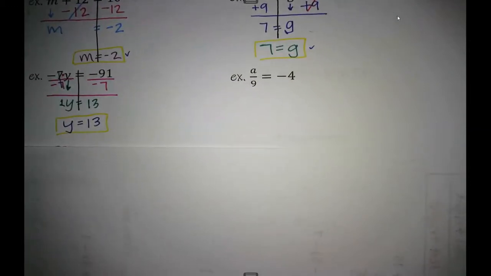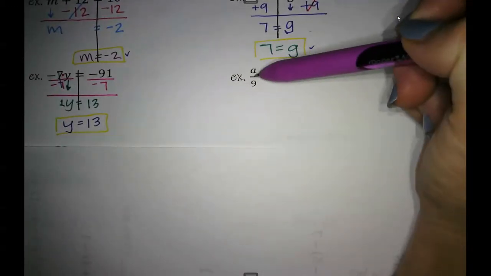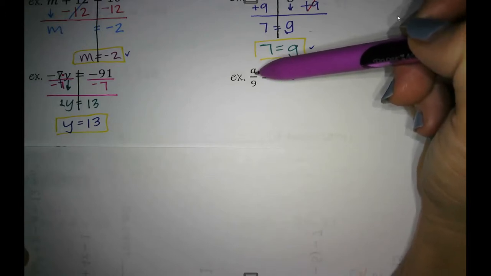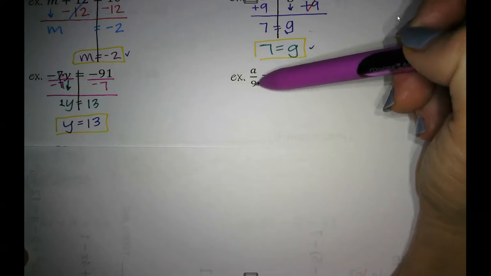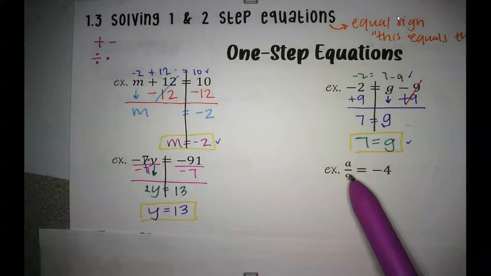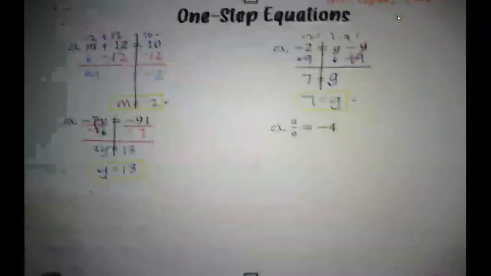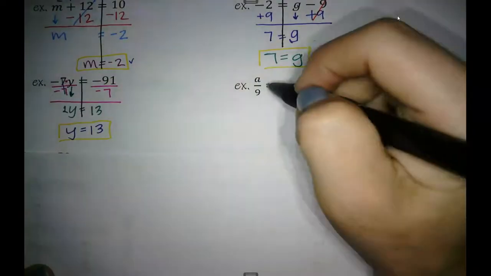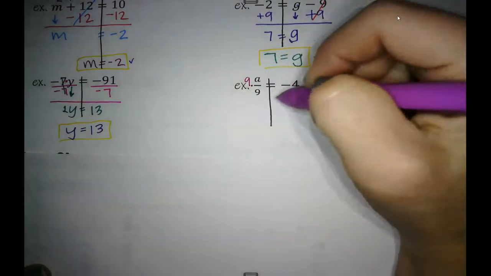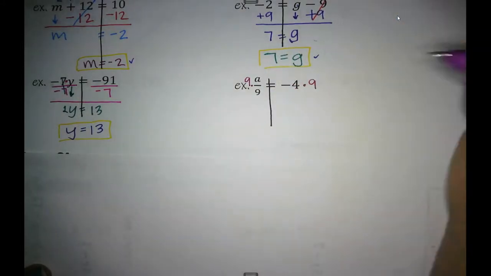All right, this one looks a little bit complicated. We've got a over 9, and remember that this really means divided by 9. So we've got a divided by 9 equals negative 4. Opposite of division. So what's happening to that a? It's being divided. Opposite of division is multiplication. So I forgot to draw my wall. I'm going to multiply this by 9. And if I do it on that side of the wall, I've got to do it on this side.